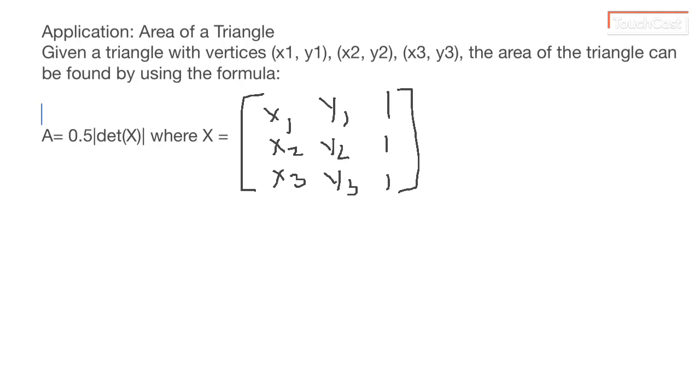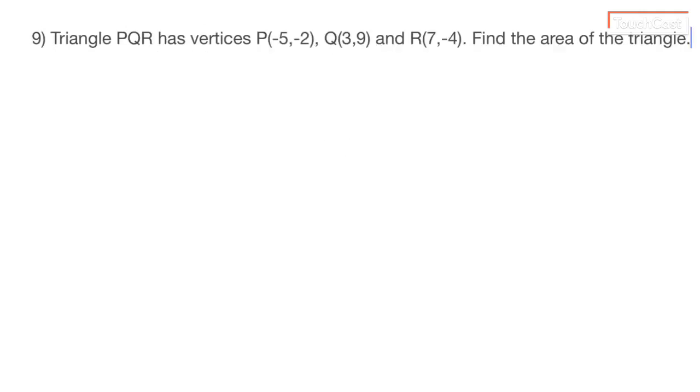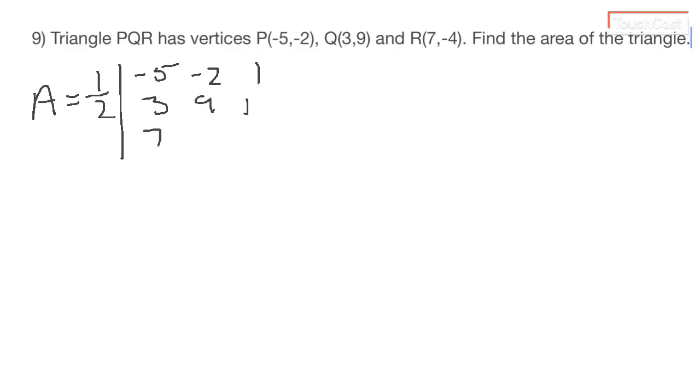So let's look at example 9. If we have triangle PQR with vertices at P, negative 5, negative 2, Q, 3, 9, and R, 7, negative 4, we want to find the area. So the area is going to be half of the determinant of the matrix negative 5, negative 2, 1, 3, 9, 1, and 7, negative 4, 1. So first, let's find the determinant of A.